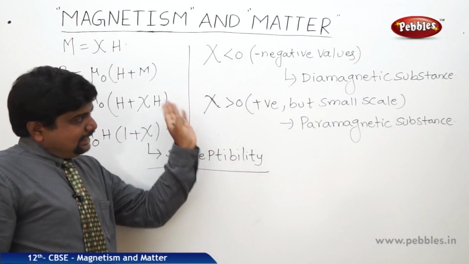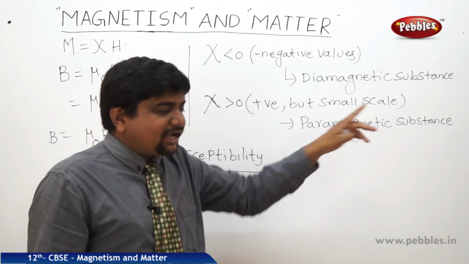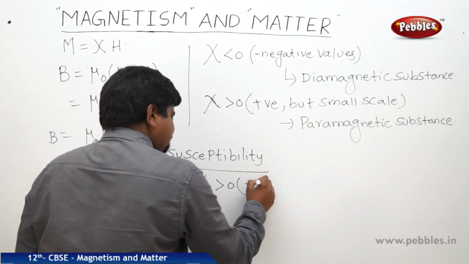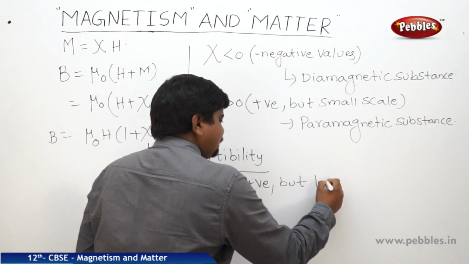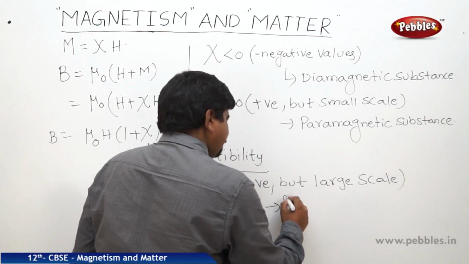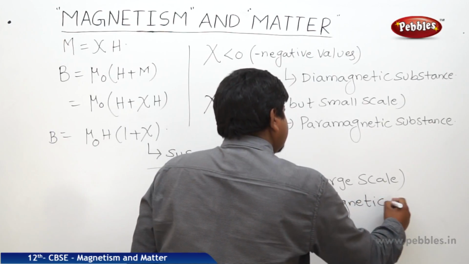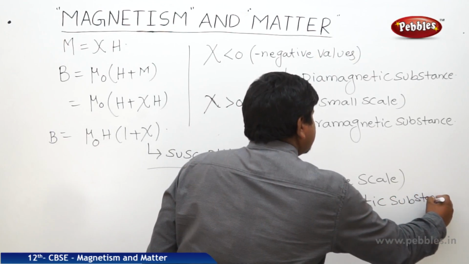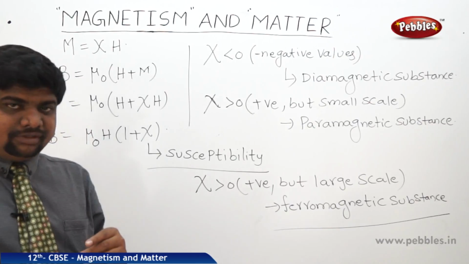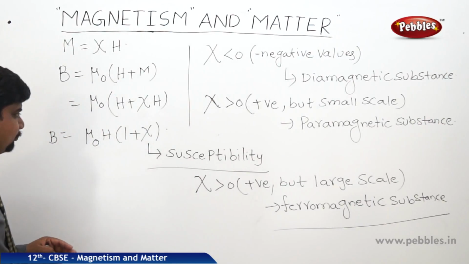If chi is greater than 0, meaning positive only, but on a large scale, meaning the values will be high, then that magnetic substance is ferromagnetic. Chi greater than 0, positive only, but of larger magnitude, is ferromagnetic. This is the classification of magnetic materials on the basis of chi value or susceptibility values. But how they will behave, what is their nature, we are going to discuss now.